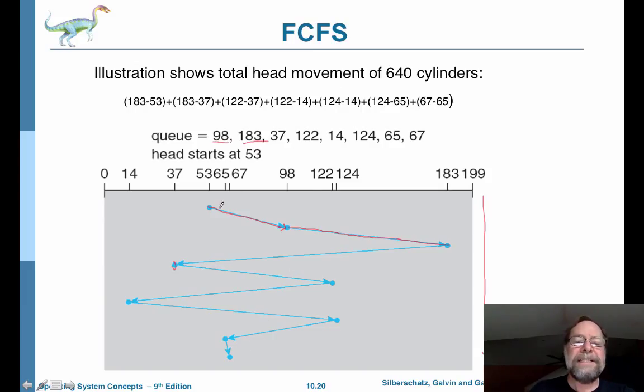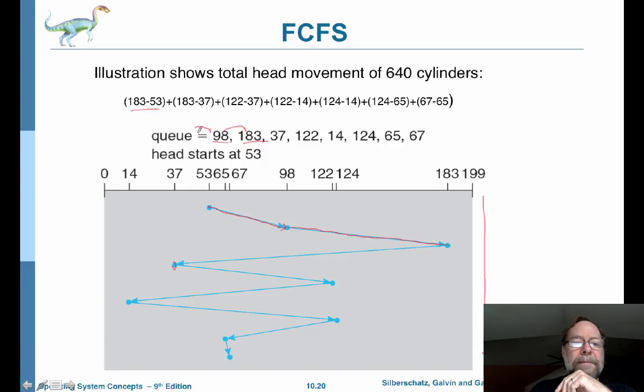Now, the total distance that the arm had to move, that is, the amount of time it's going to take to service all these requests, is going to be proportional to the total distance that the arm had to move back and forth across all of these tracks. So we can calculate that by basically just taking the difference between each of these. For example, the first request would be from 53 to 98. So that's this amount up here. So that would be, what, 130? So you get 130 for that.